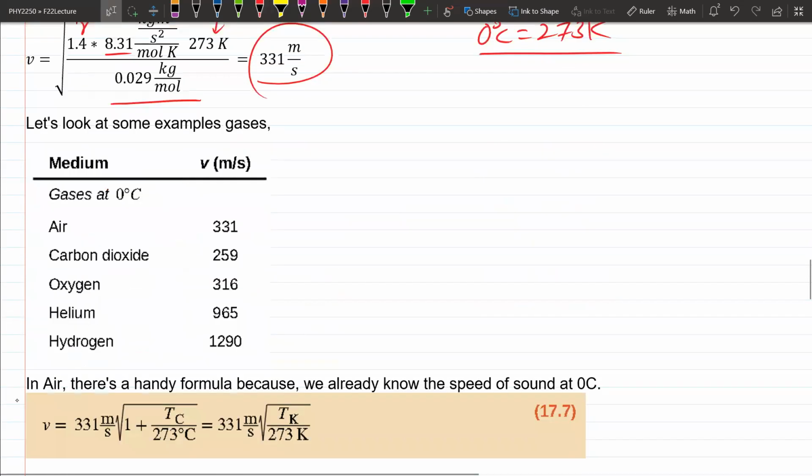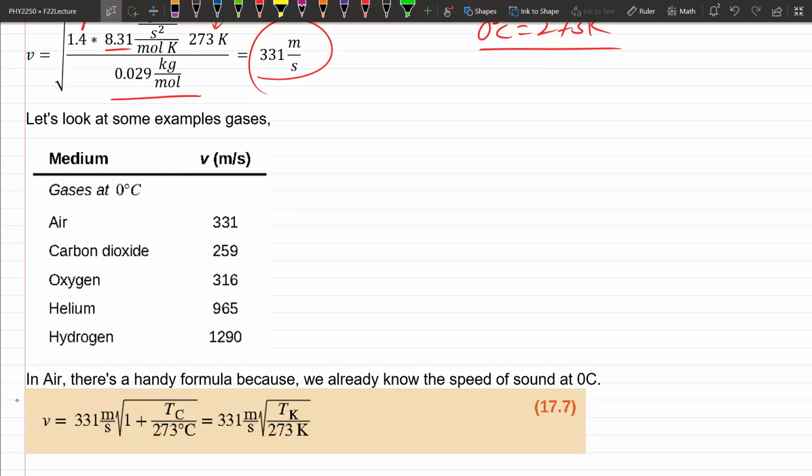Here are some other gases. If you have air, you have 331. If this room was filled with carbon dioxide instead, and we'll probably not be talking too much about that case, it's actually slower, 259. If it's all nitrogen, it's also a little bit slower. But if it was filled with helium, the speed of sound actually goes up.